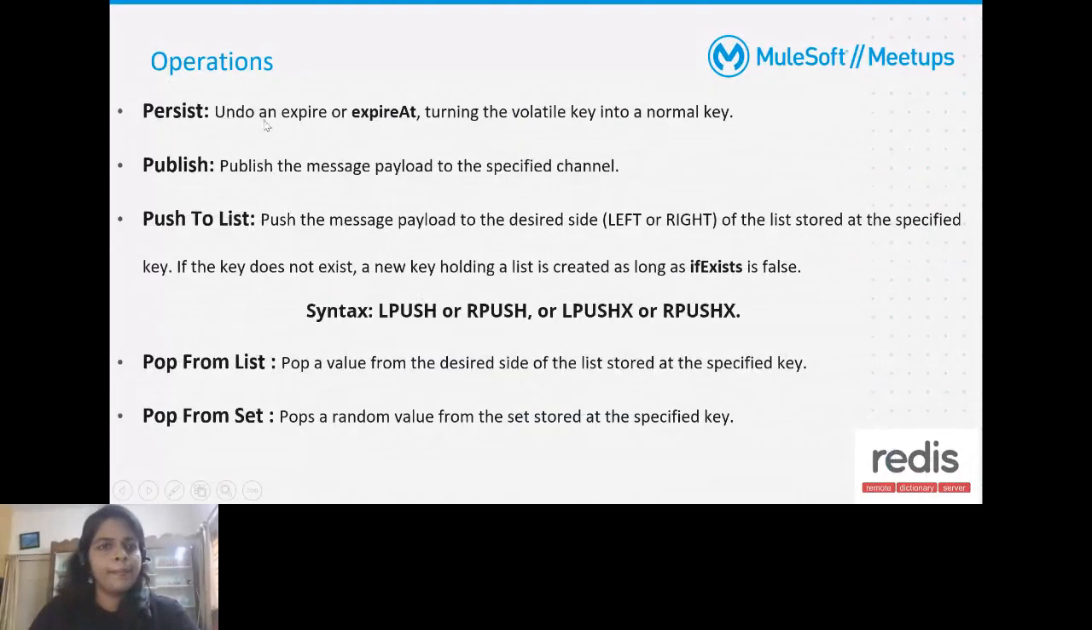And persist undoes expire. Whatever we set using expire, if we use persist, we'll get it back.